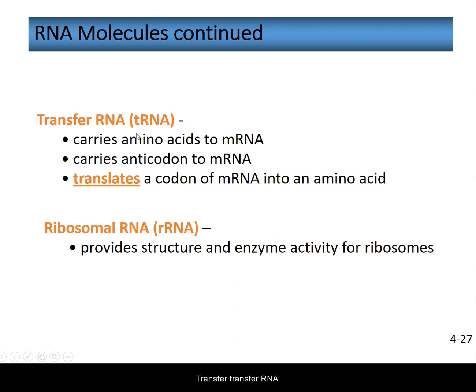Transfer RNA carries amino acids to the messenger RNA. It carries the anticodon to the messenger RNA. So messenger RNA has a codon, and the transfer RNA has the anticodon. It translates the codon of the messenger RNA into an amino acid. And then you'll have ribosomal RNA. rRNA provides structure and enzyme activity for ribosomes for building that new protein.